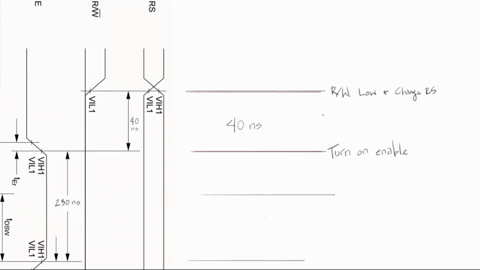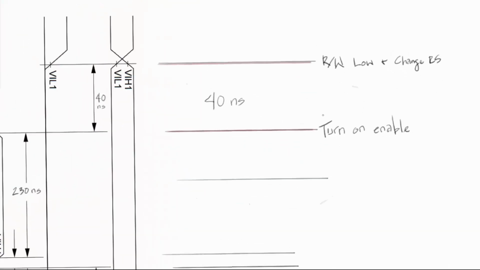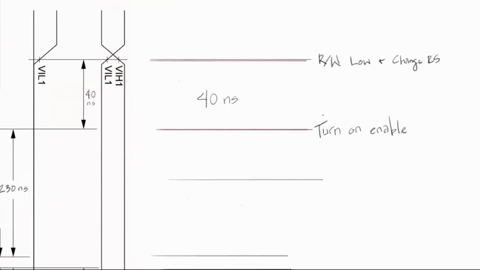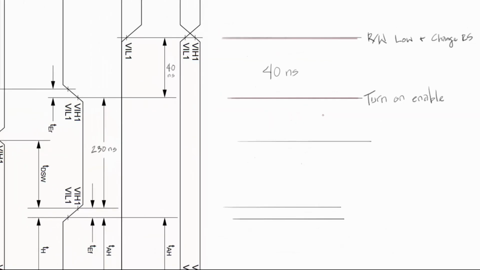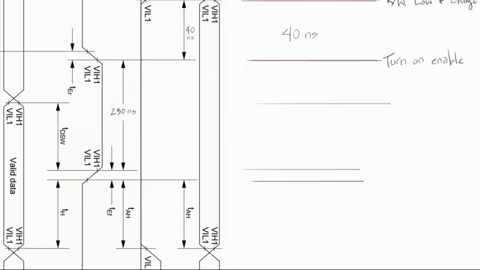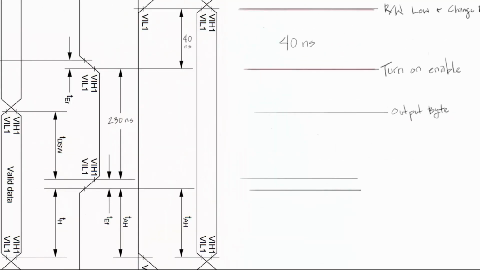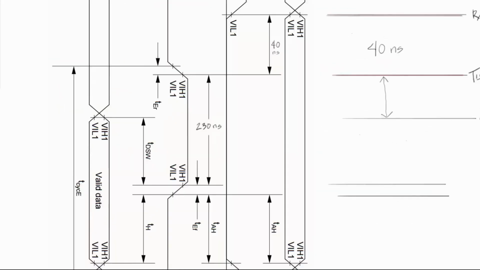So first we have to make sure that the read write is low, and then we also have to change the register select at the same time, and then we wait 40 nanoseconds, and then we can turn on the enable. While the enable is on, we can start writing the data. It appears that the value here doesn't actually need to be set, or we don't have to wait any specific time. We can just start immediately sending the byte or the command.